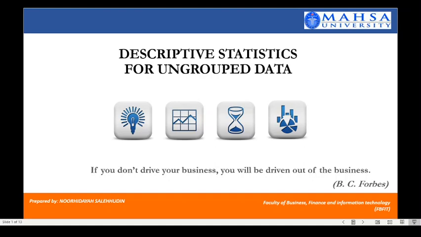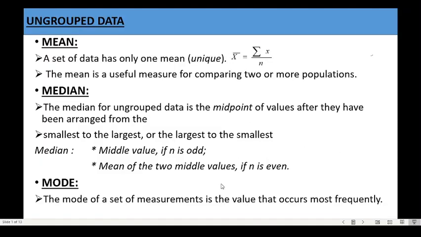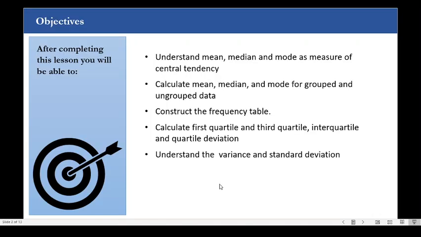Meanwhile, grouped data is data that is already organized, arranged based on class intervals, and that is part of the difference between ungrouped data and grouped data. After completing this topic, you should be able to understand the mean, median, and mode to measure the central tendency of grouped and ungrouped data.